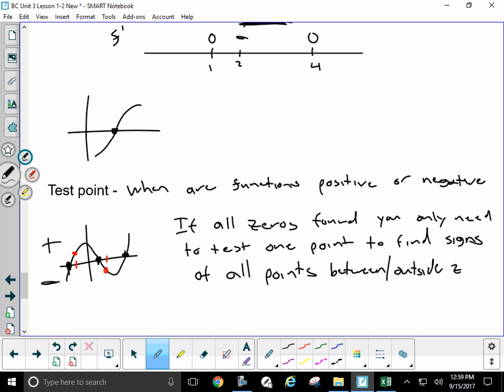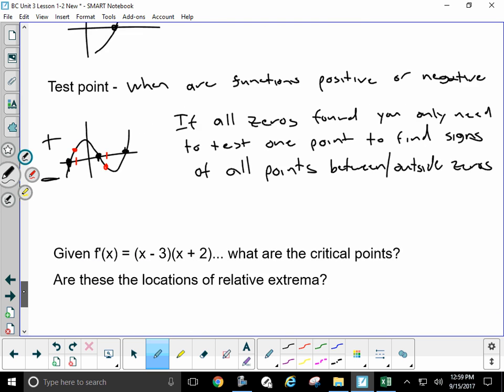Okay? That's the whole concept of a test point, or finding when something is positive. Find the zeros first, and then in between the zeros, you will see all positives or all negatives.